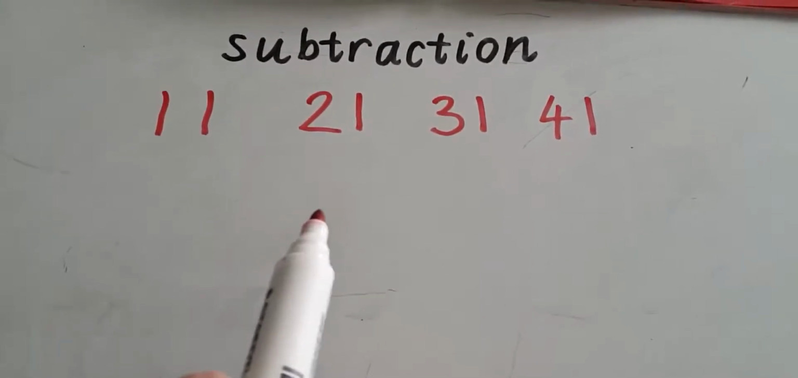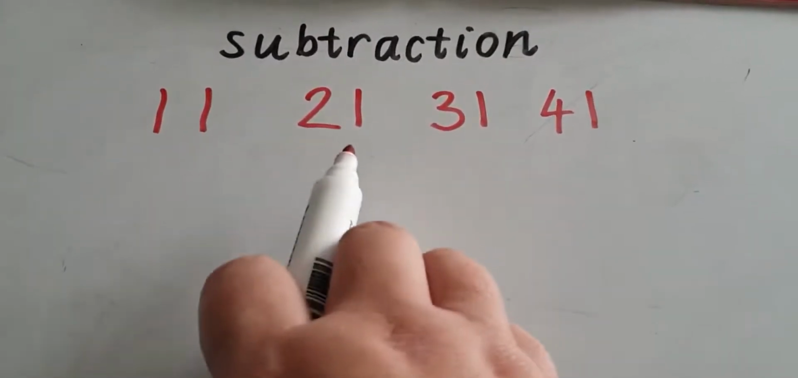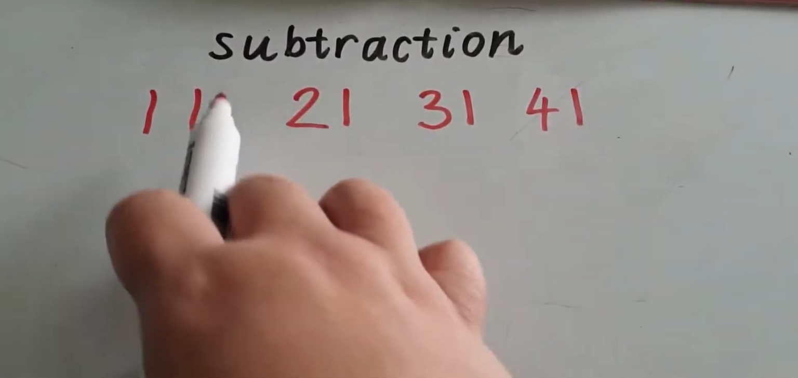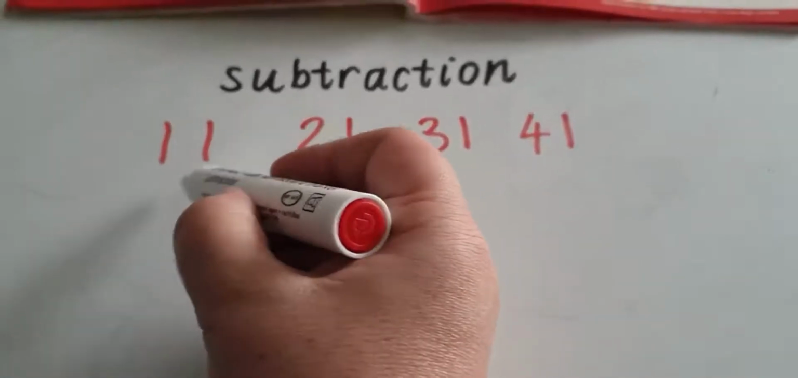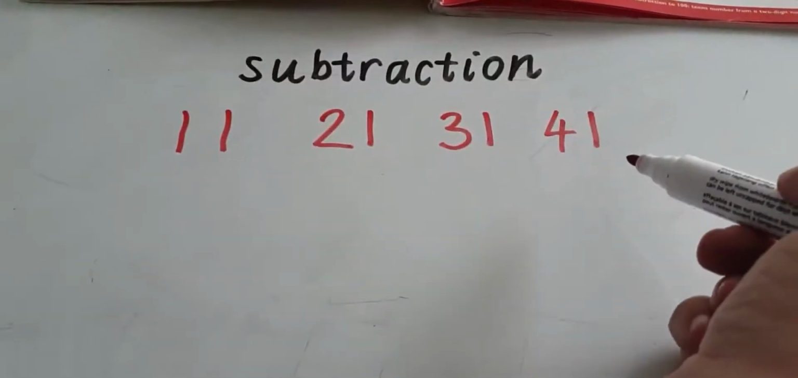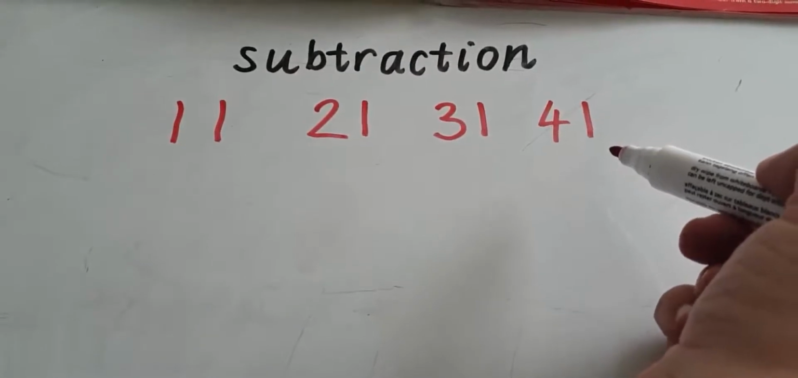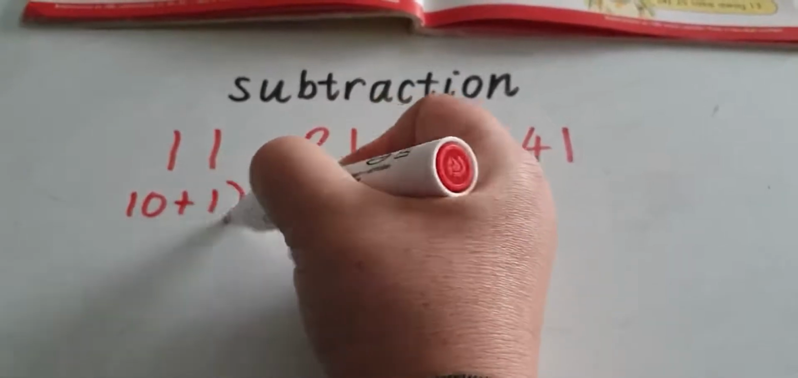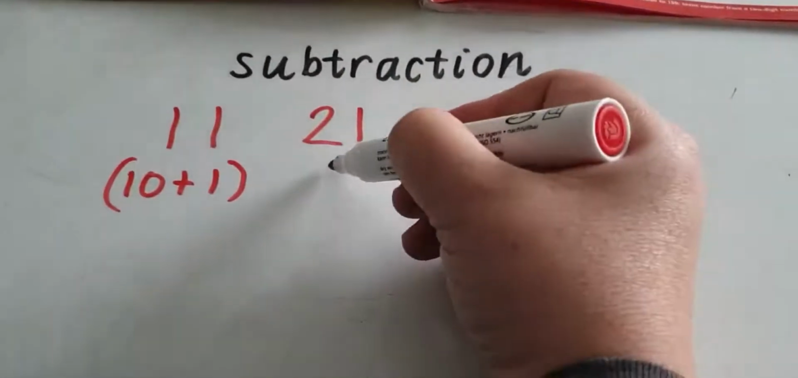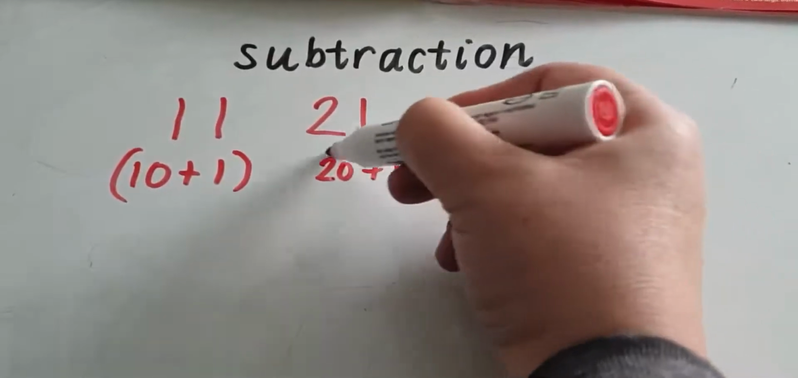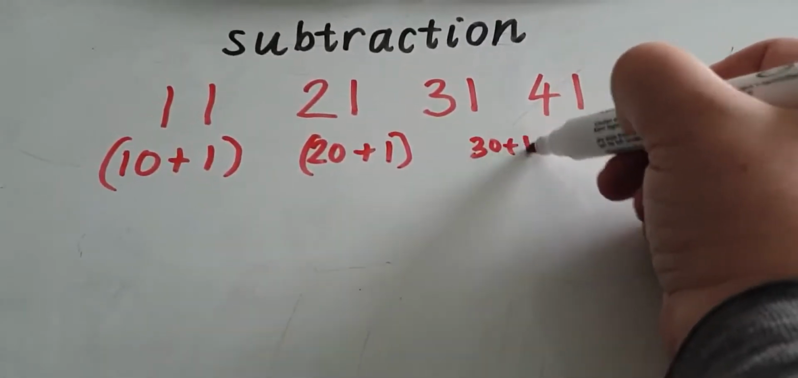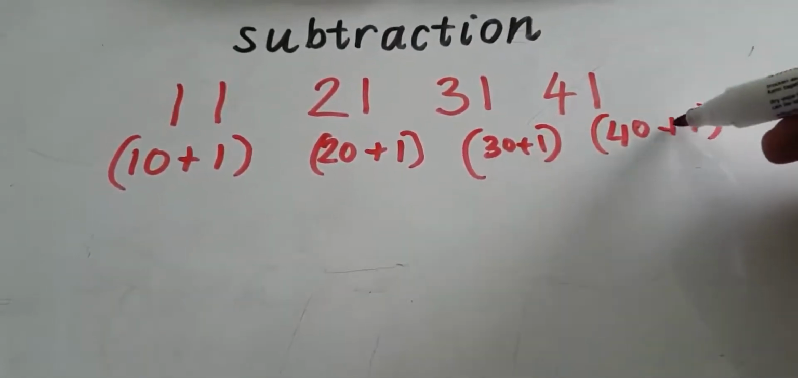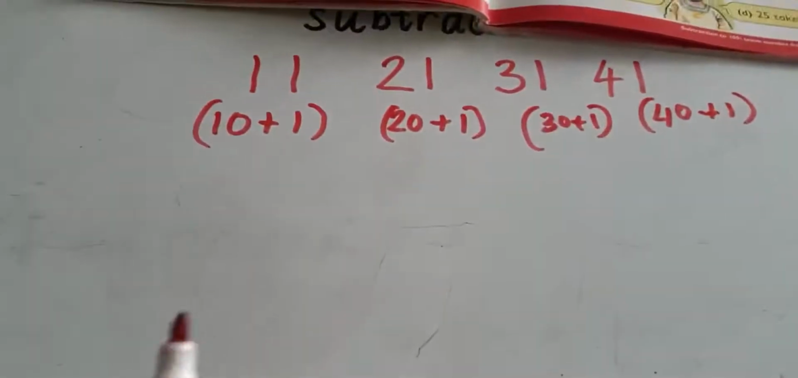Now, what I want you to think about when you're dealing with numbers that end in a 1 is, if you are subtracting these mentally, instead of dealing with the whole number, think about splitting it into an easier number, which is always a multiple of 10. So why don't you split them instead into 10 and 1, 20 and 1, 30 and 1, and 40 and 1. It's still the same number, it's just split into easier chunks.